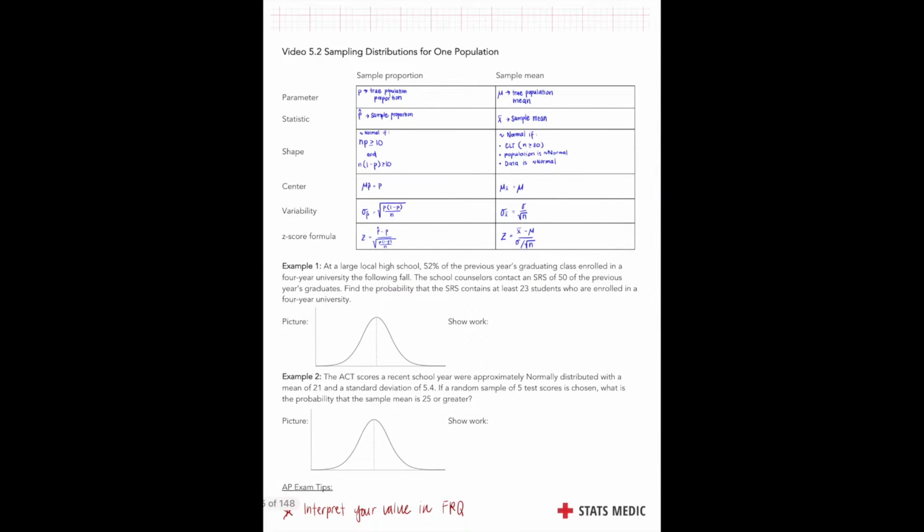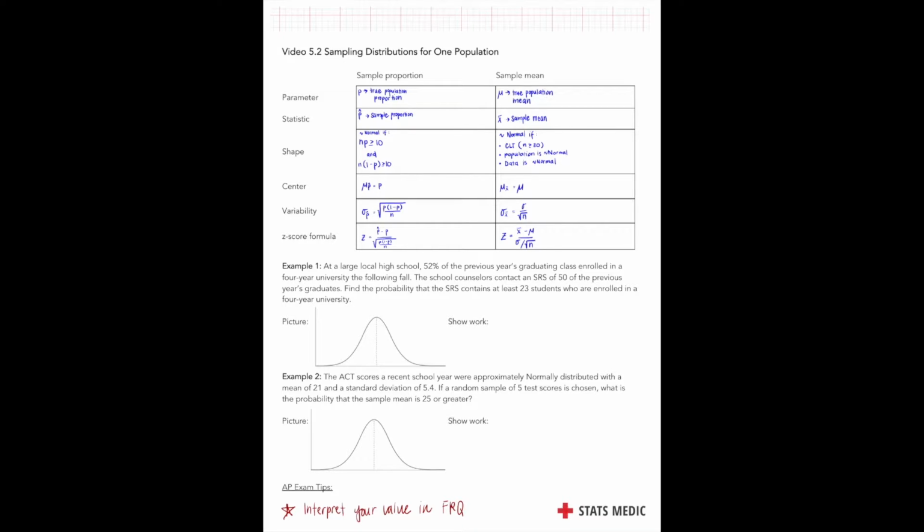which is 5.2. 5.2 just goes over sampling distributions for one population. So it's like one sample, either with proportions or with means, and just going over all the notations and formulas again. In our 2 examples, it talks about either a proportion or mean. Our first example is: at a large local high school, 52% of the previous year's graduating class enrolled in a 4-year university the following fall.